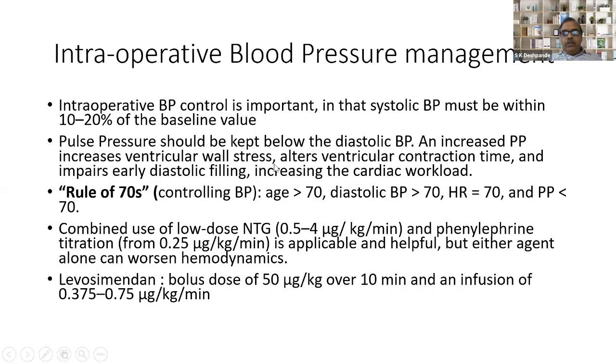So, any increase in the pulse pressure increases the ventricular wall stress, alters the ventricular contraction time, and impairs the early diastolic filling, increasing the cardiac load. So remember the rule of 70. If the patient is over the age of 70, always try to maintain the diastolic pressure above 70, heart rate about 70, and pulse pressure below 70, because the pulse pressure should always be kept below the diastolic pressure.